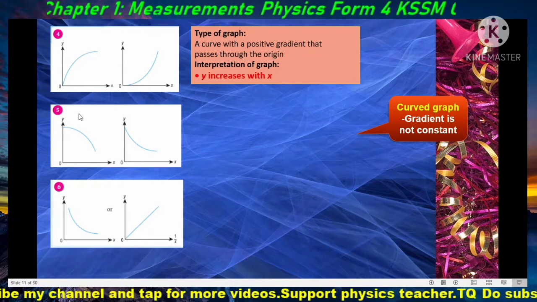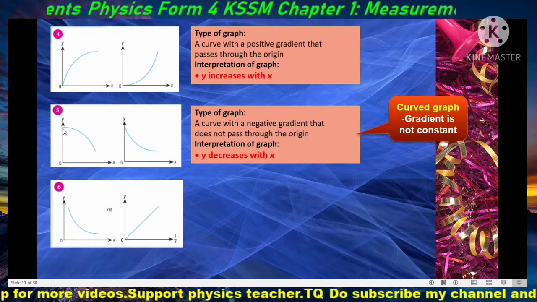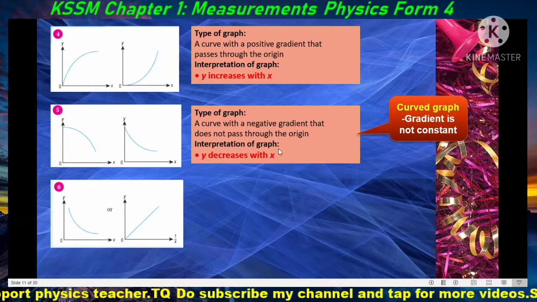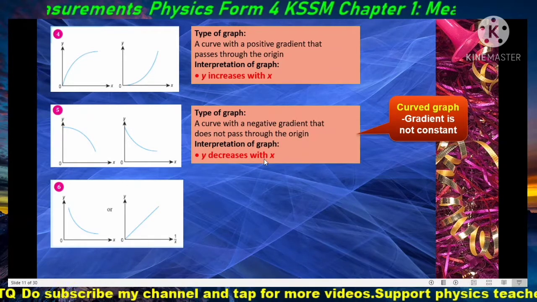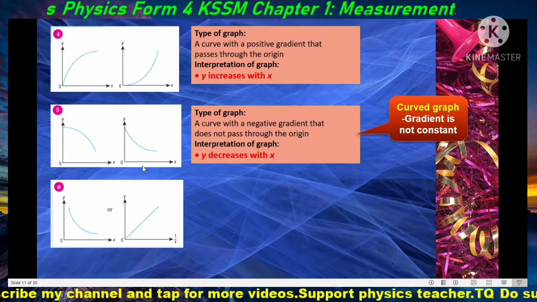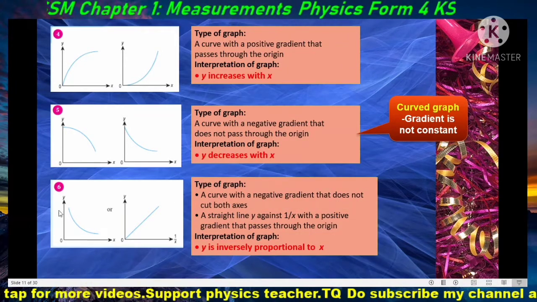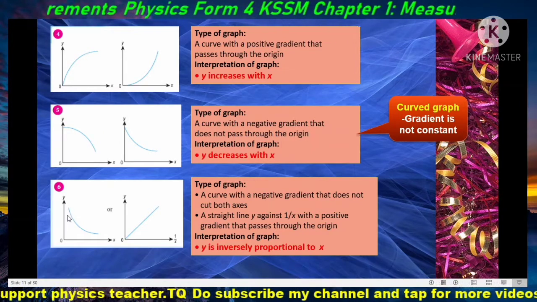Okay, number 5 here is also a curve, but for this one it is negative gradient. Interpretation of the graph will give relationship as y decreases with x. And the last one here, this is also a curve graph, but what is the difference between this graph and this graph?